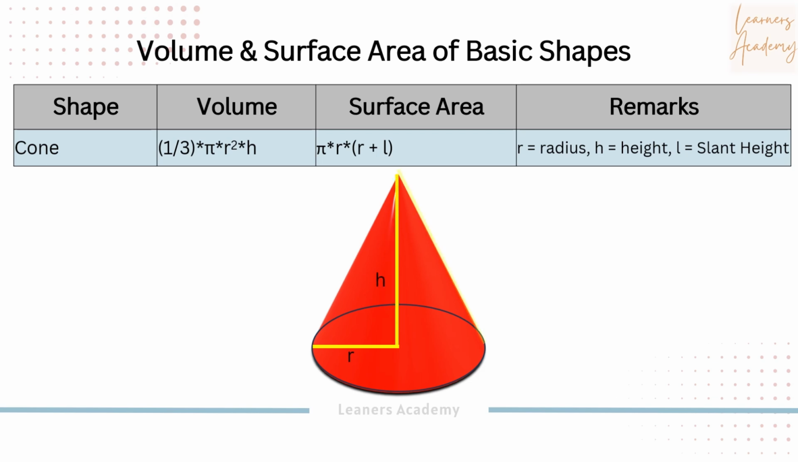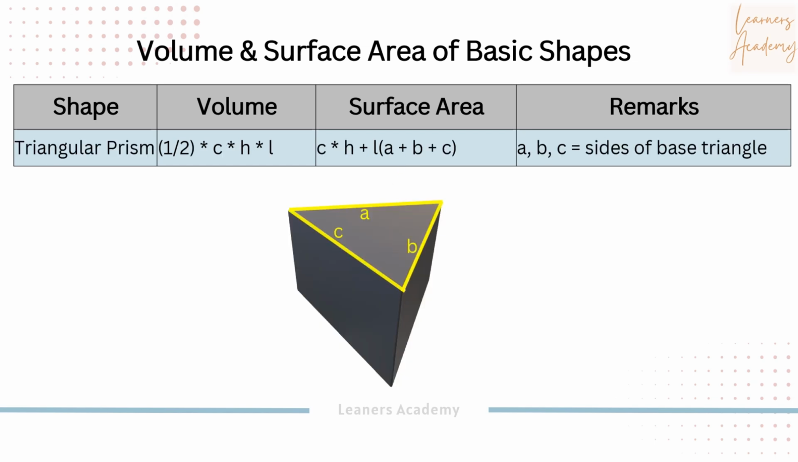A cone with base radius r, height h and slant height l, its volume would be 1 by 3 into pi into r square into h, and its surface area would be pi r into r plus l. For the triangular prism, the volume would be half into selected sides and its perpendicular height multiplied by the length of the prism. And its surface area would be side into perpendicular height plus length into sum of all the sides of the triangle.